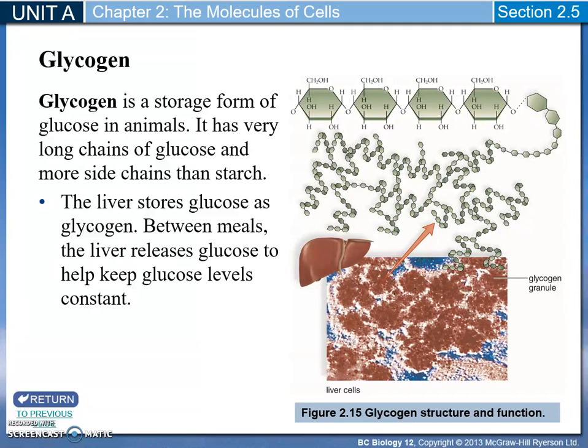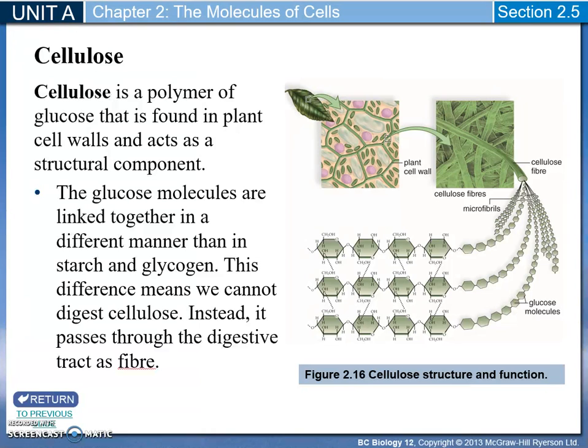So those are chains of carbohydrates, and then a further complex carbohydrate is cellulose, found only in plants, and it's a polymer of glucose, and you will find it in the cell walls, and this has a structural component to it. So this allows plants to remain upright.